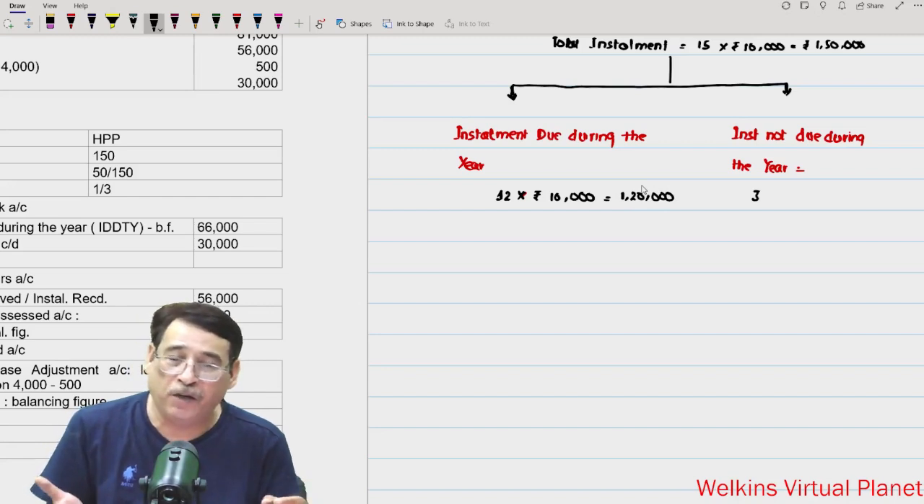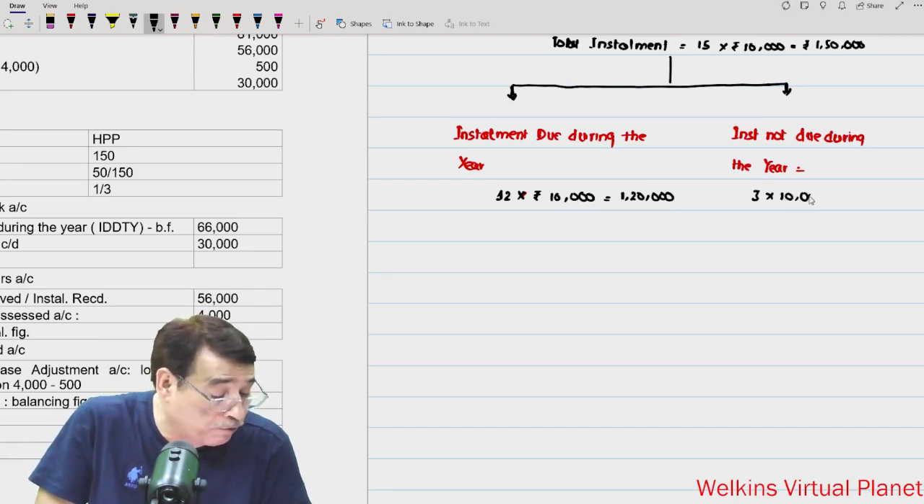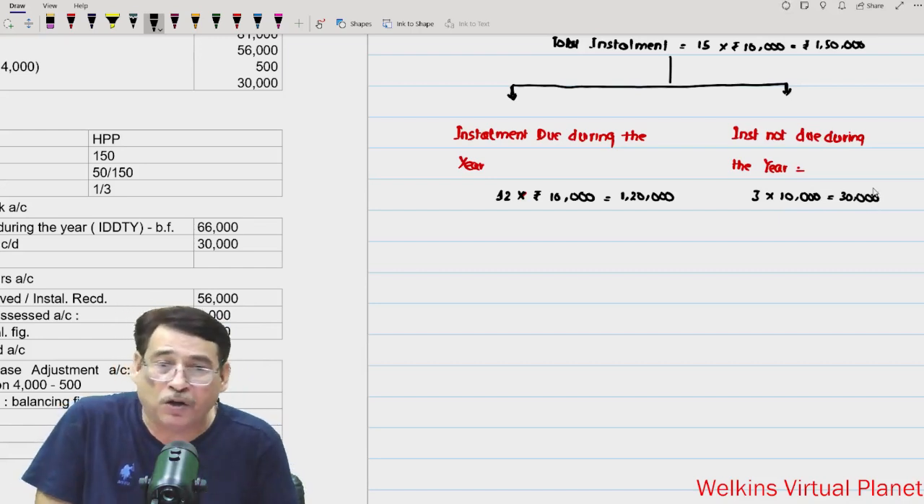1,20,000 he can pay me. But by the end of the current year, he cannot pay me rupees 30,000 because 3 installments will not become due. Is it clear to you or not? Installment due during the year.